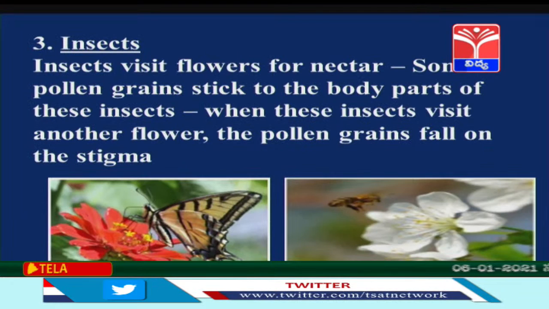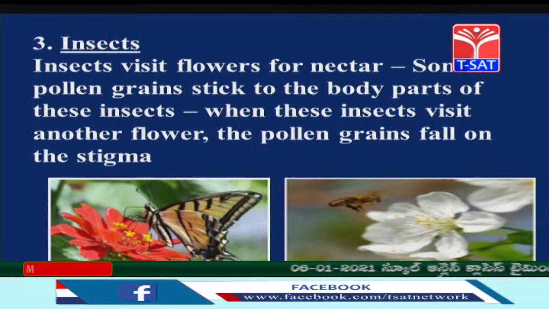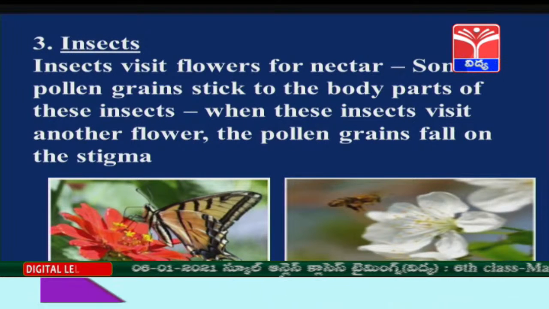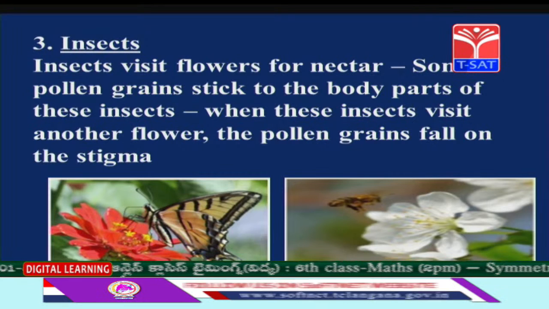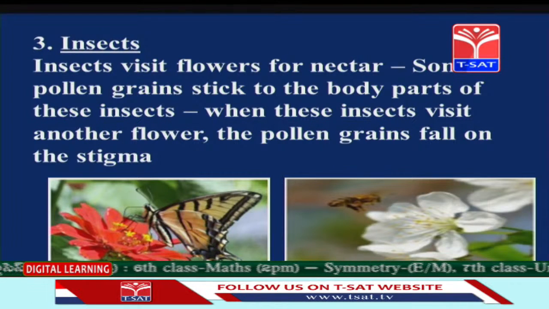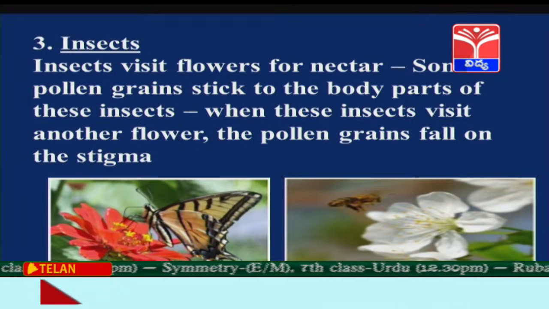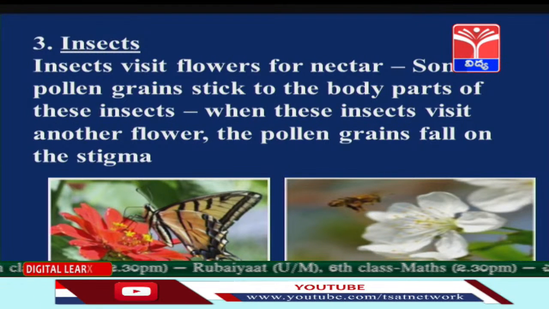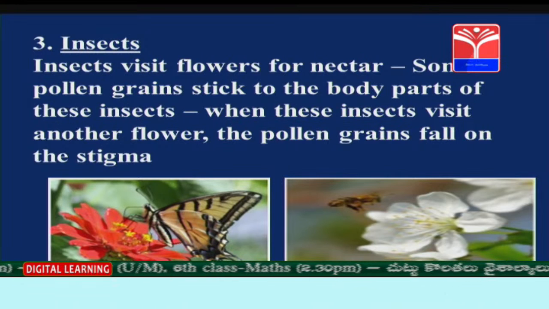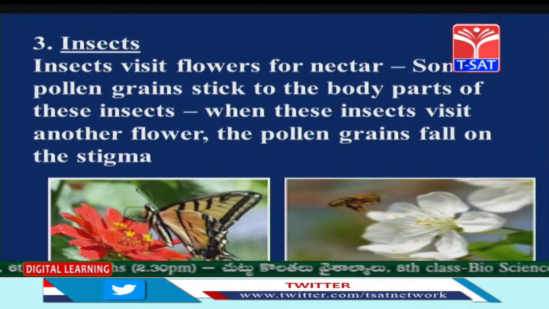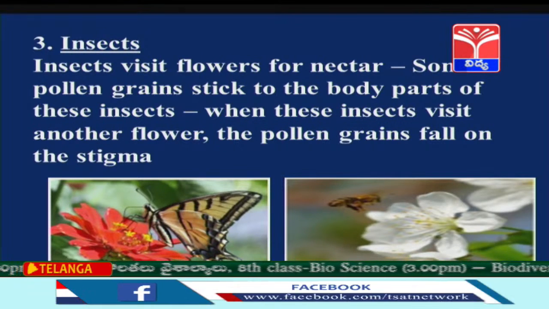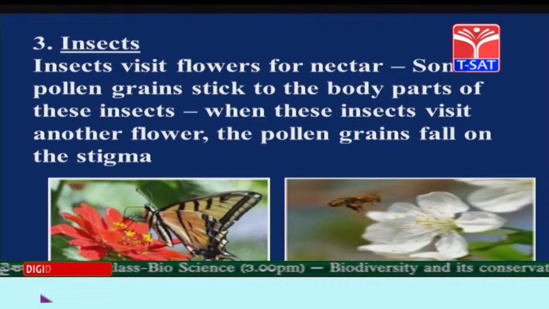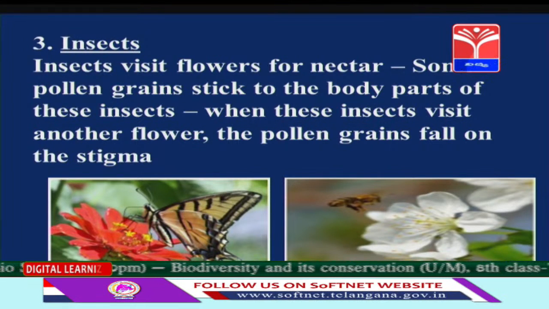The next one is insects. So whenever insects help in the process of pollination, the flower should be very attractive and it should provide nectar for them. See here children, insects will be visiting the flowers for nectar. Some pollen grains stick to their body parts, and when these insects visit another flower, the pollen grains fall on the stigma and help in the process of pollination.